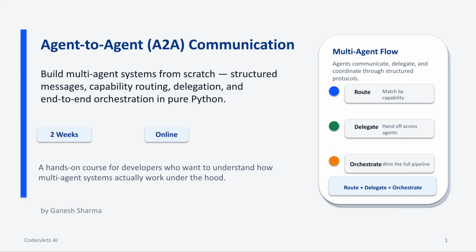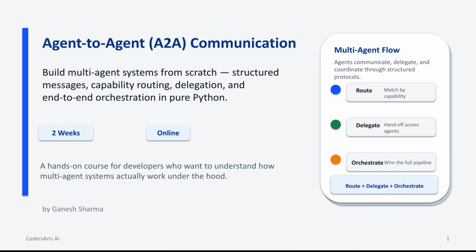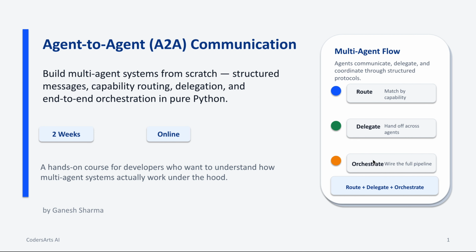Everyone is talking about AI agents, but very few understand how agents actually communicate, delegate, and coordinate. Introducing Agent-to-Agent Communications, where you will build a multi-agent system from scratch. In just 2 weeks, you will learn how to route tasks, delegate work, and orchestrate a full pipeline using pure Python. So, route plus delegate plus orchestrate. This is the theme of this course.